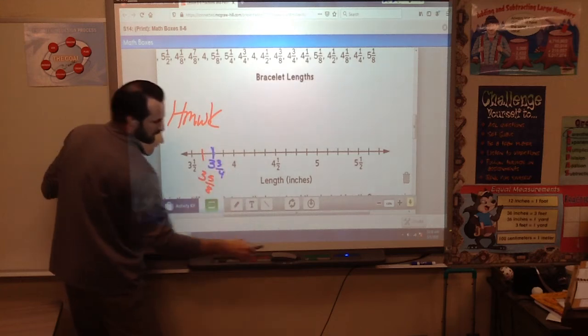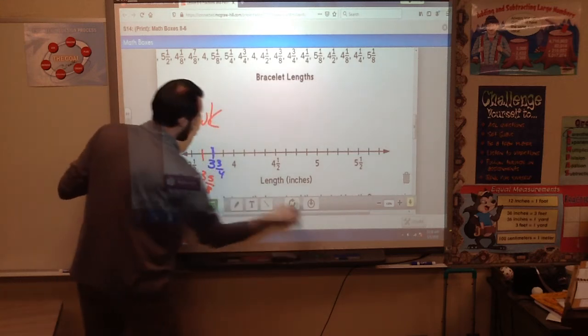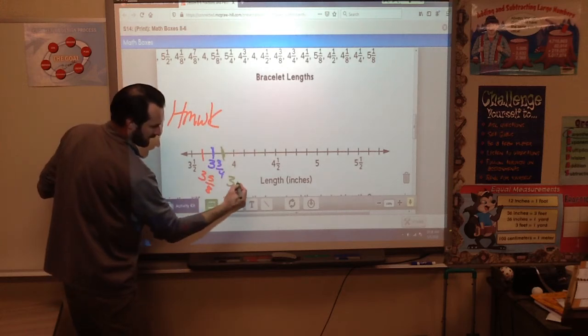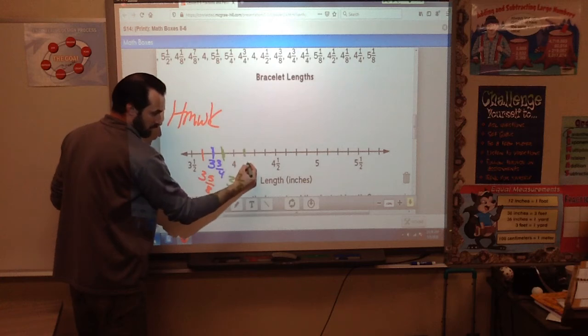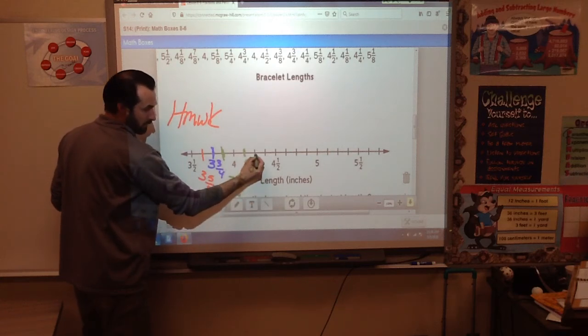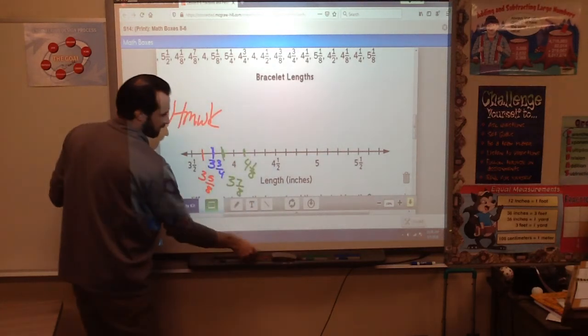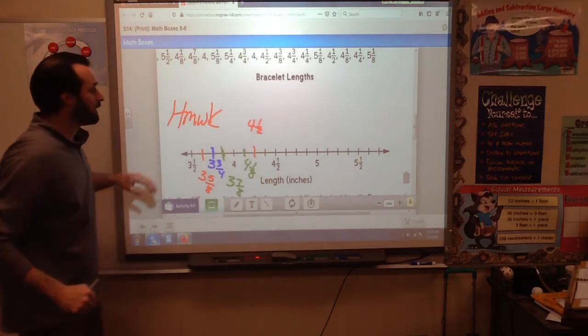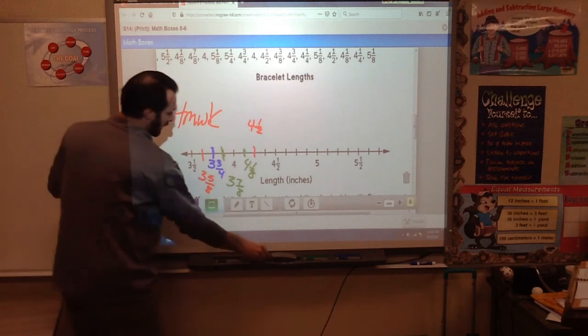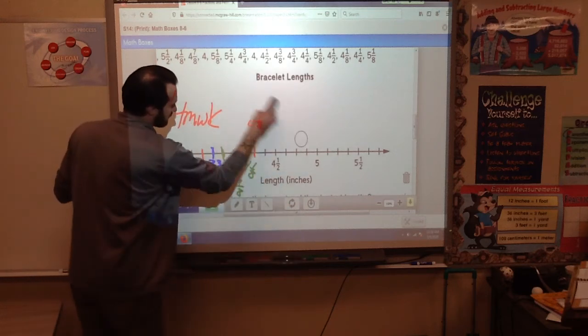3/4. And the green one, 3 and 7 eighths. You'll have more room to write. This green one, 4 and 1/8. 4 and 1/4, and so on. But I need to see a picture of box 3 and box 5 for homework.